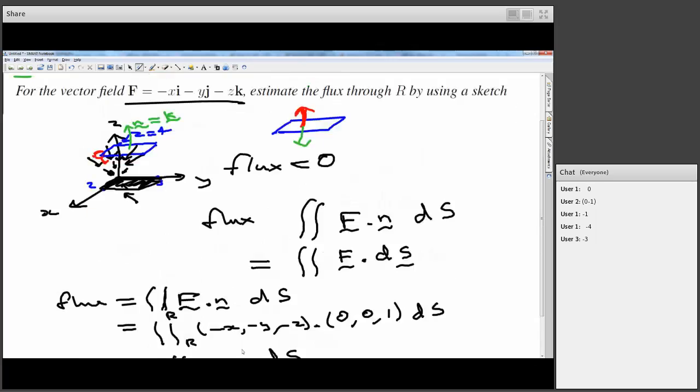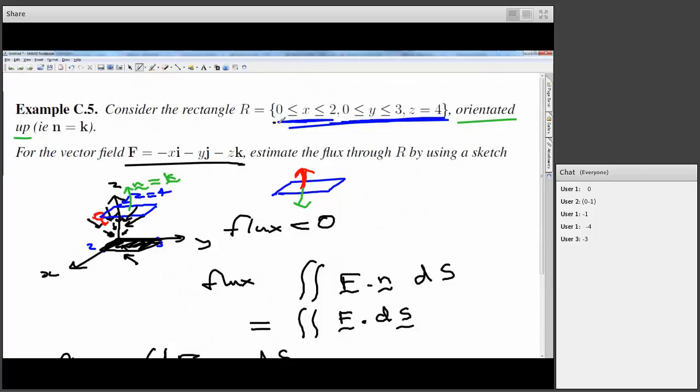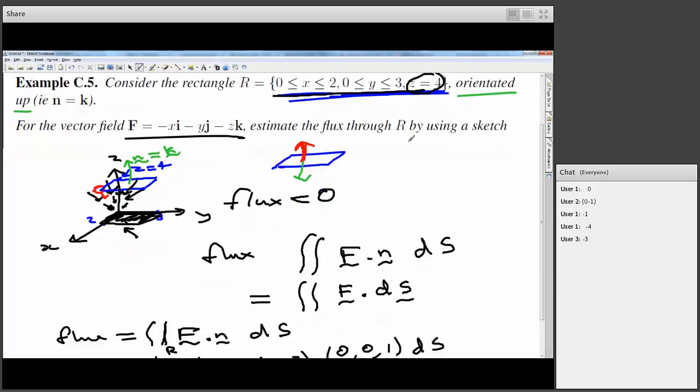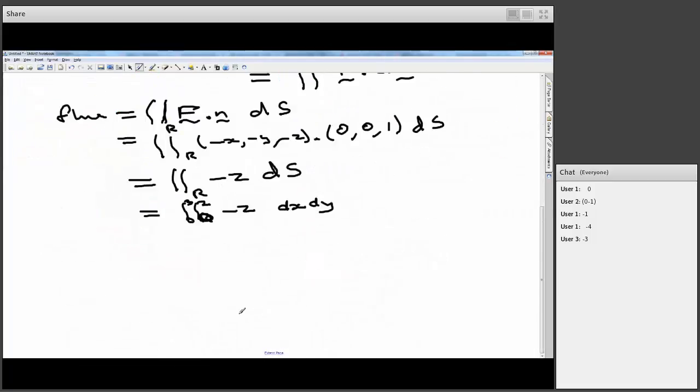What's the surface? The surface is at the top, and oh, that's pretty nice, actually. For my surface, z is equal to 4. It's just a constant. So in this special case, at least, my minus z is minus 4 dx dy. And then you can do this integral normally.